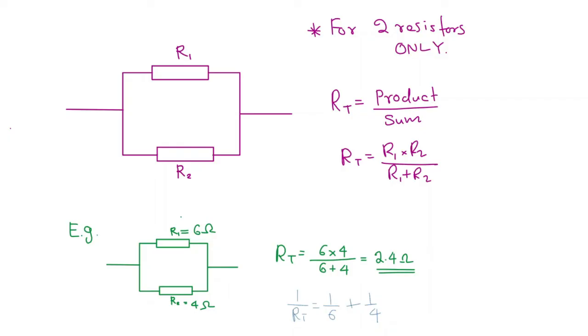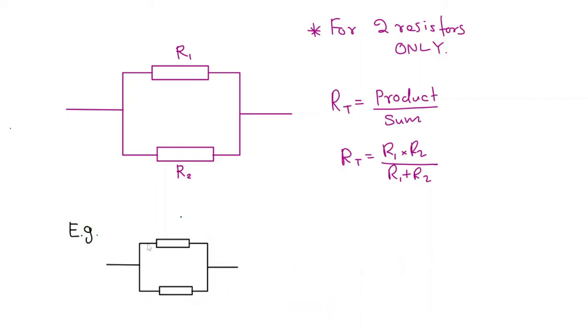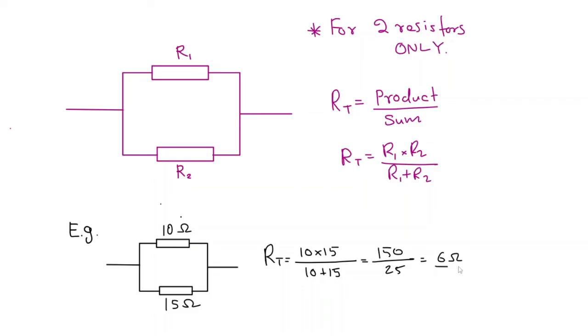Let's have a look at another example. Here we have two other resistors. Let's say the size of this resistor is 10 ohms, and the size of this one is 15 ohms. What's the total resistance? Product over sum. Product is 10 times 15. Sum is 10 add 15. So that's 150 divided by 25. So the answer is 6 ohms.